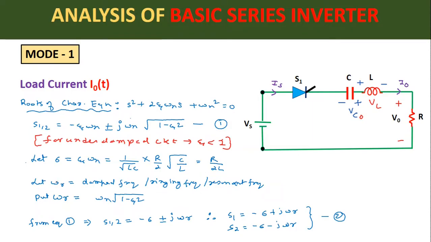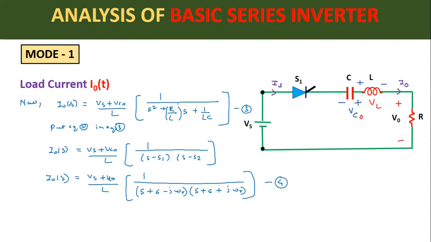Now let us assume that this omega r is the damping frequency, ringing frequency or resonant frequency. We assume that omega n into under root 1 minus zeta square will be equal to the ringing frequency omega r. So we'll get this type of equation, that is S1,2 is equal to minus sigma plus minus j omega r. From this equation we are getting two roots. S1 is equal to minus sigma plus j omega r and S2 is equal to minus sigma minus j omega r. Let this be equation number 2. We will take this load current I naught as equation. Let this be equation number 3.